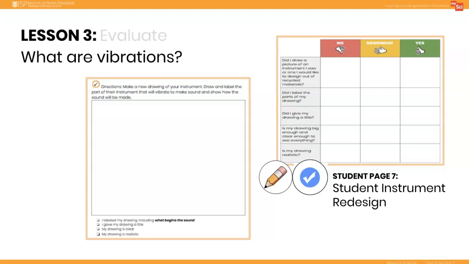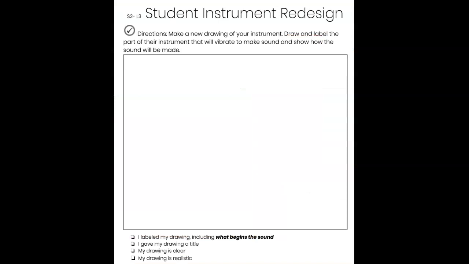In the evaluate portion of this lesson, you'll have students take out their instrument drawing from Lesson 1. You're then going to have them redraw or redesign an instrument in this lesson. In their redesign, students will need to label what part of the instrument will vibrate to make the sound. They will also need to show how the sound will be made, meaning what is the force that is going to cause the vibration.